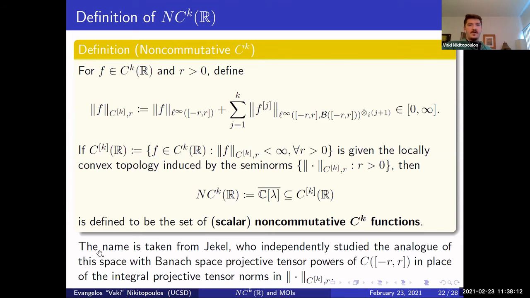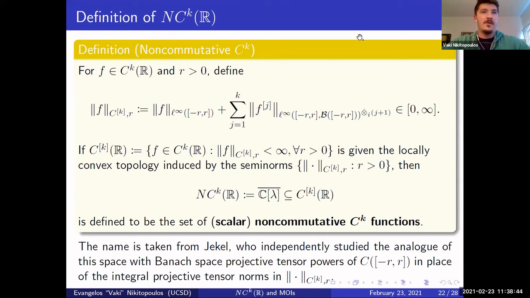Just a shout out, this name, non-commutative CK, is taken from David Jekyll, who independently studied a class of functions that is similar. It is defined instead of in terms of these integral projective tensor powers of little L infinity, it's defined in terms of Banach space projective tensor powers of the space of continuous functions on minus R to R. And he studied these in his dissertation. All right, so that is the definition of non-commutative CK.